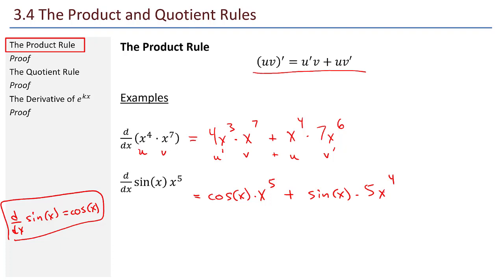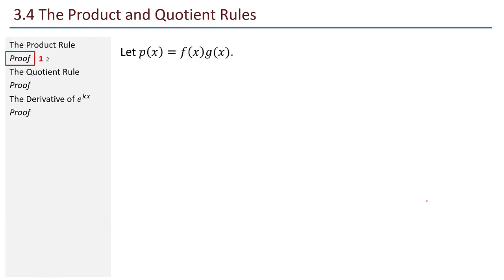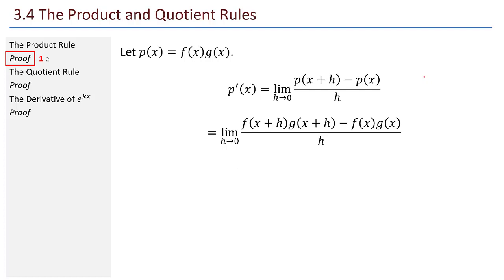Let's take a look at a proof of the product rule. So let p of x be the product of f and g. By the definition of the derivative, p prime of x is the limit as h goes to 0 of p of x plus h minus p of x all over h. Now let's replace p with what it really means in terms of f and g. And we get f of x plus h, g of x plus h minus f of x, g of x, all over h.